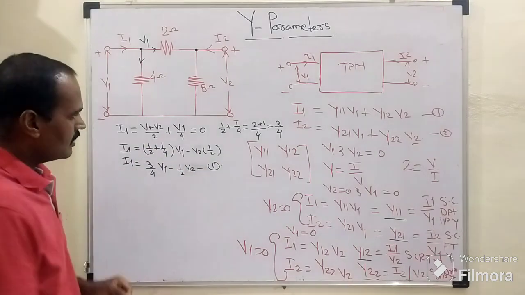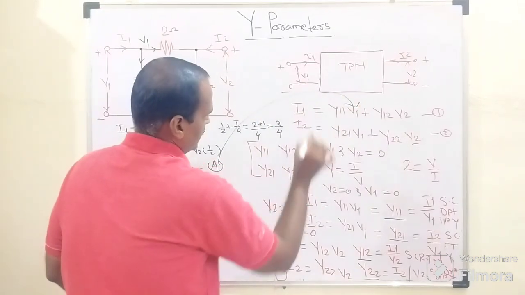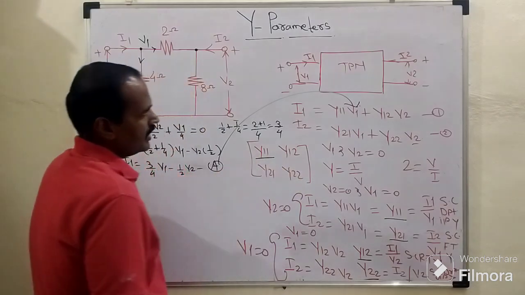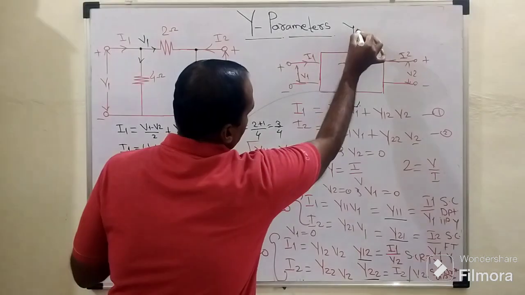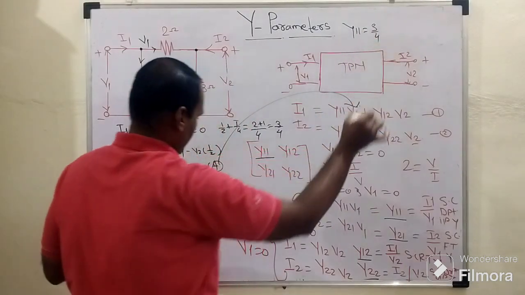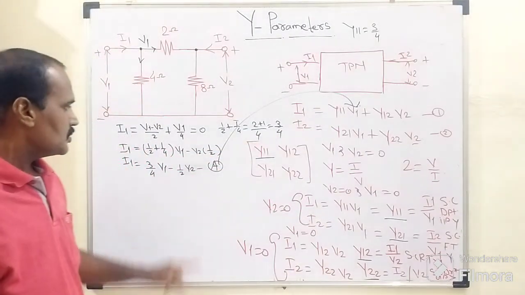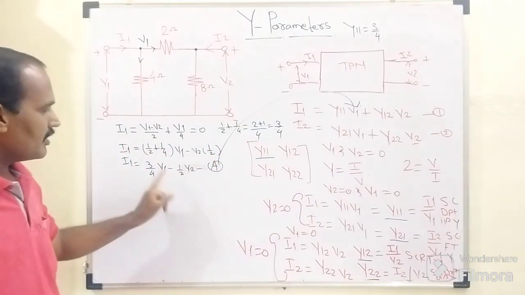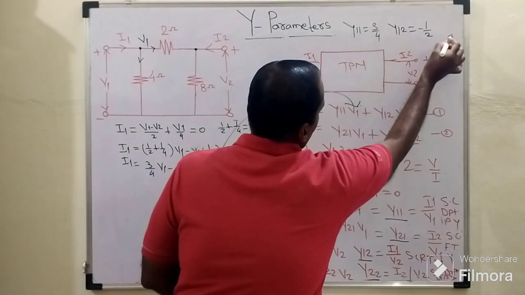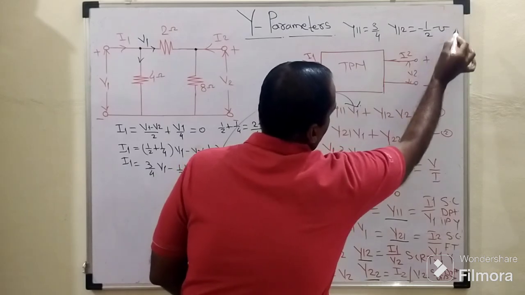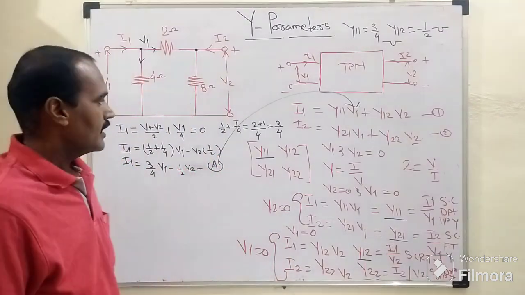When we compare this system equation A with equation number 1, we come to know that y11 equals 3 by 4. Here I will write y11 equals 3 by 4, and this system equation is plus y12 into V2. Here the coefficient of V2 is 1 half along with this negative sign. So I will write y12 equals minus 1 by 2, and as it is the reciprocal of impedance, the unit for this admittance will be mho.